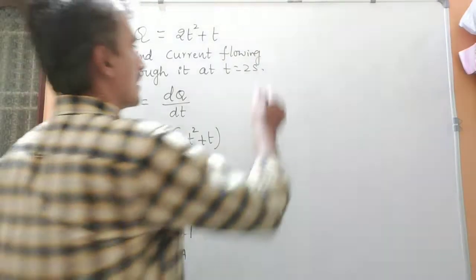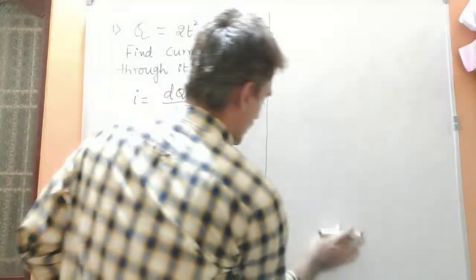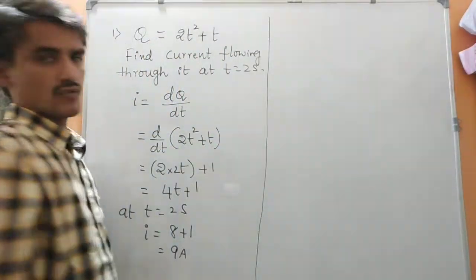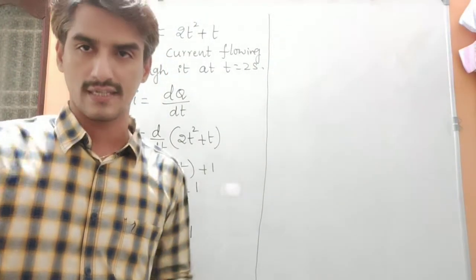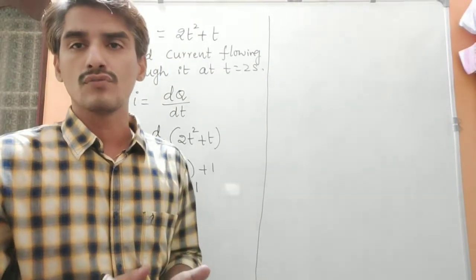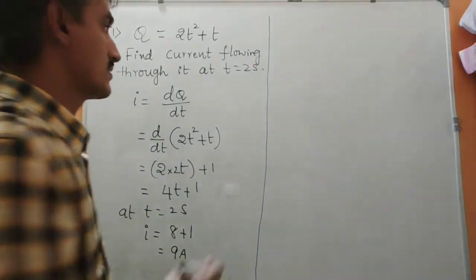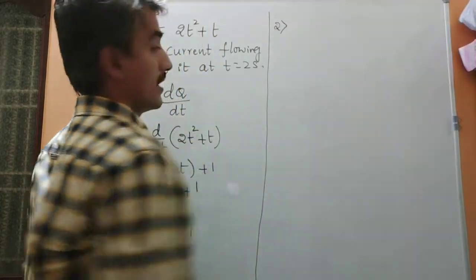Understand? Now for example, suppose one more type of example, same. In the same question, suppose he is asking for the average current from t is equal to 0 seconds to t is equal to 2 seconds. Now what we have to do? There we need to calculate the average current. Okay. So now let us discuss one more type of problem here.